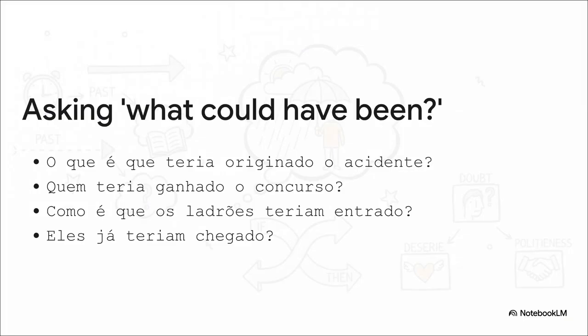Just look at these examples and you'll see what I mean. When you ask "o que é que teria originado o acidente," you're not just asking what caused the accident. It's more nuanced. You're really asking what could have caused it, or what do we think might have been the cause? It changes the question from a simple fact into an invitation to speculate and theorize. It's a pretty subtle but powerful difference.